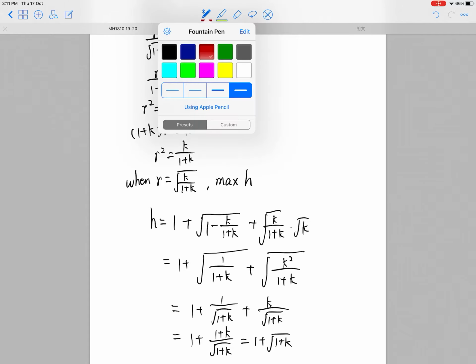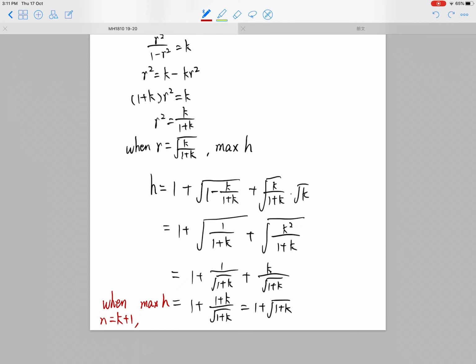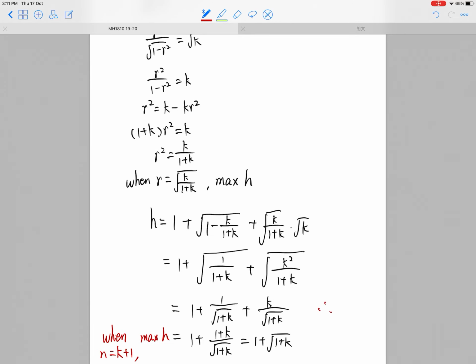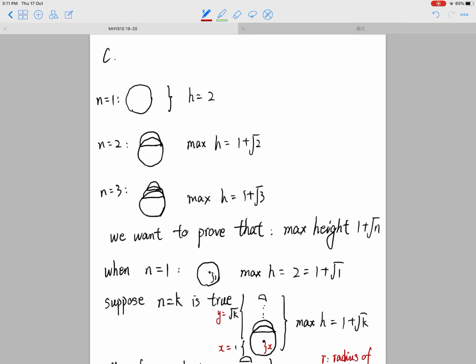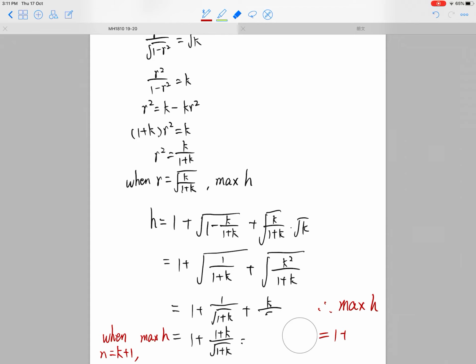Right? So when n is k plus 1, your max h equals this thing, right? So you can do the conclusion that the max h is 1 plus square root of n. Sorry, square root of n, right? Because here it's k plus 1. It's when n is k plus 1, right? So it's 1 plus square root of n.